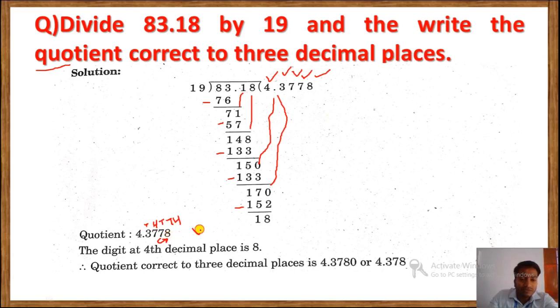So what will be the answer? 4 point, and this side we have to write as it is, 4.37. Now here we have to increase by 1 because 8 is more than 5, so we will get 8. And this one we have to replace by 0. This will be the answer. Understood? Clearly you can see here the digit at the 4th decimal place is 8. Therefore the quotient correct to 3 decimal places is 4.3780, or we can write 4.378, no need to write the 0. Both answers are correct. Understood? So this is how you have to find out the answer.